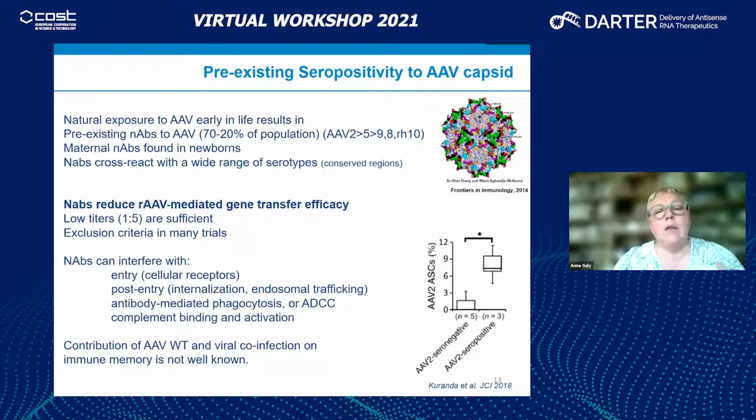These neutralizing antibodies can really block gene transfer efficacy, and low titers, only titers of 1 to 5 or 1 to 10, are sufficient to completely block gene transfer. So these neutralizing antibodies interfere with the entry of the particles and block their binding to cellular receptors, but they also interfere in post-entry mechanisms.